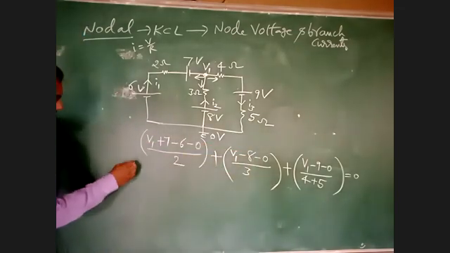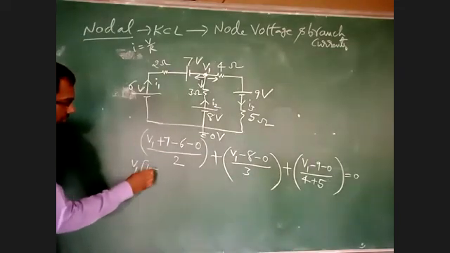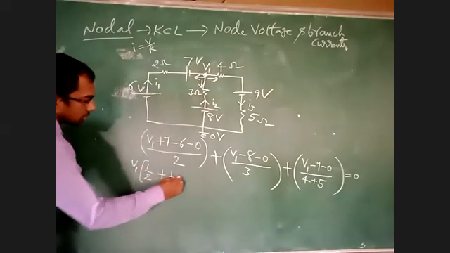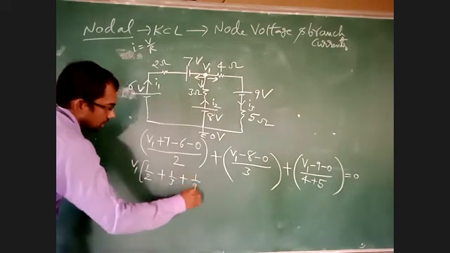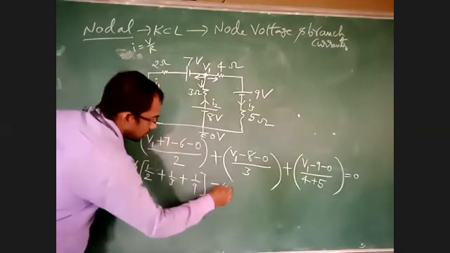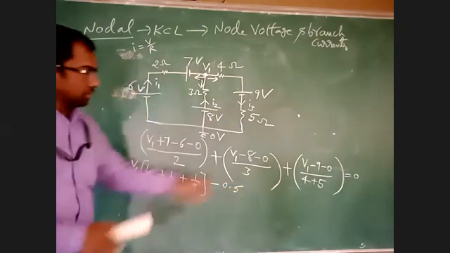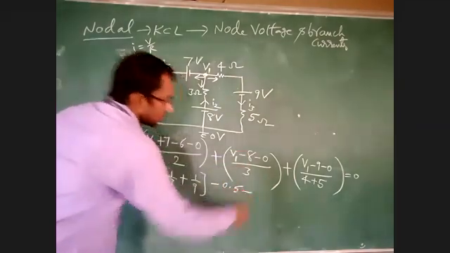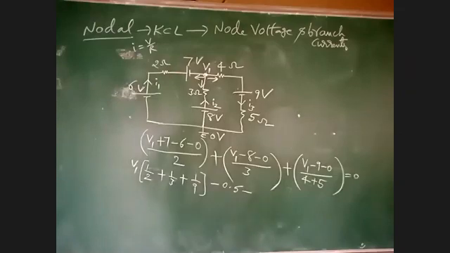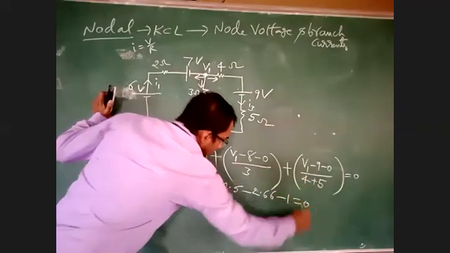Now we have to determine V1. That is V1 times (1 by 2 plus 1 by 3 plus 1 by 9). 7 minus 6, 1. 1 by 2 means 0.5. What is 8 by 3? 2.66. 9 by 9 is 1.